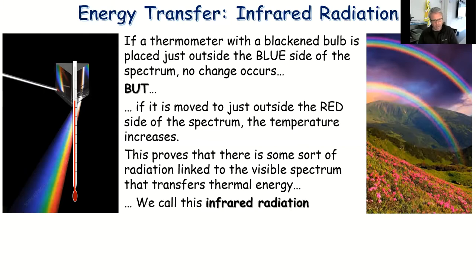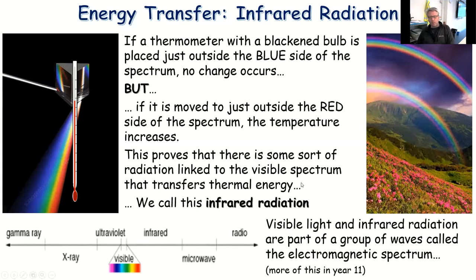And that tells us very conclusively that there must be some sort of radiation passing through the prism that transfers thermal energy. The thermal energy has gone up because the thermometer reading has gone up. And this radiation we call infrared radiation. Now, that infrared radiation wasn't there when it was just the white light, or maybe it was, but it was mixed up in the white light beam. Here we can clearly see that something separate to the visible spectrum is causing the temperature to rise. And that's an experiment that we could do in school as well.